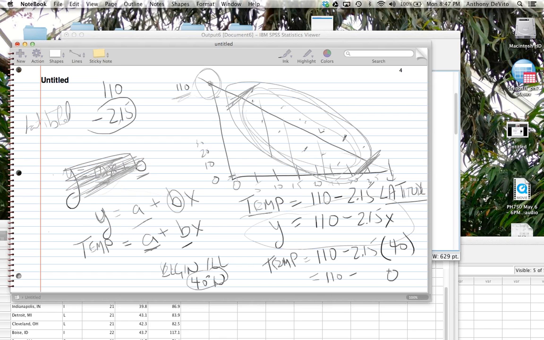Let's see, 4 is 2, 6, 8, 86. 110 minus 86 is about, let's see, 34, I guess, right? Is an average temperature of 34 degrees, I guess, 34 degrees Fahrenheit. Gets pretty cold there in the wintertime, 34 degrees Fahrenheit.